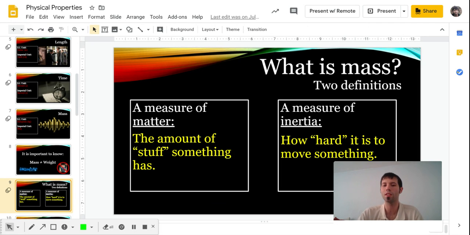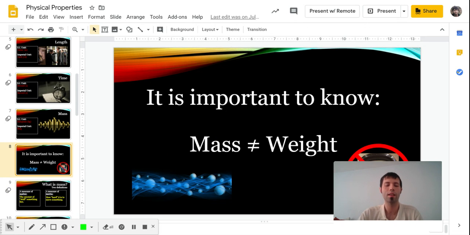What I want you guys to know is that weight is a measure of the force of gravity. Mass is a measure of how much stuff something has. So how much stuff you have never changes. As long as you don't eat and don't go to the bathroom, how much stuff you have in your body never changes. Your weight can change depending on where you are in the universe.